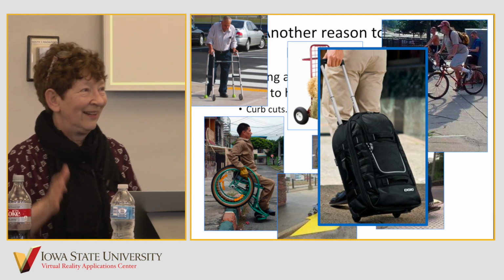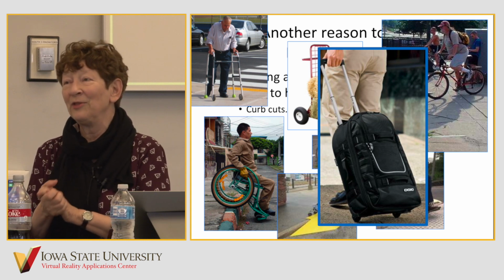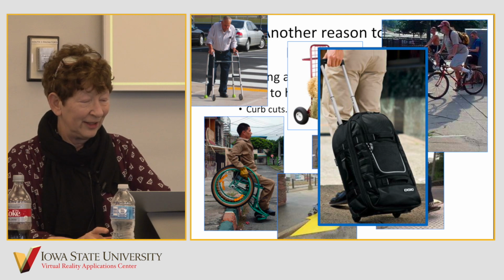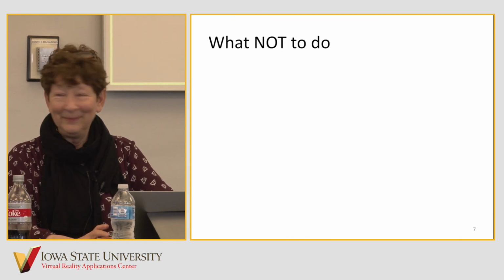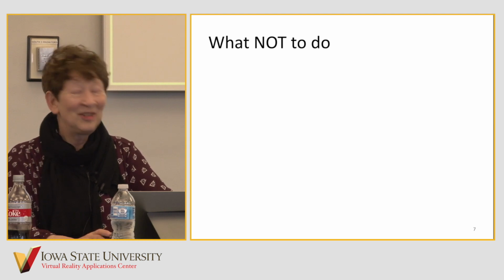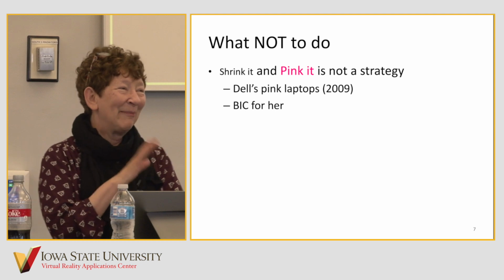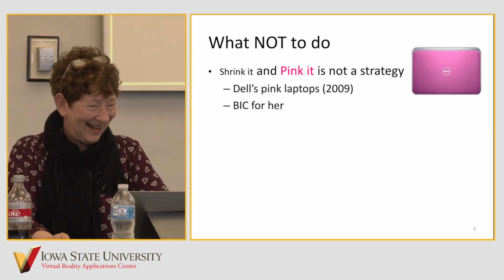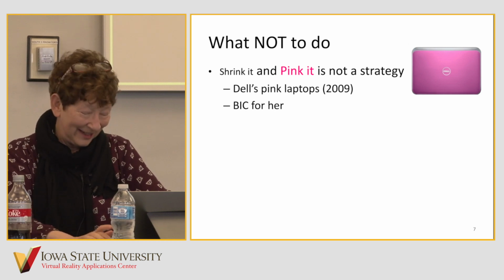Okay, so hopefully those three reasons and more have everybody inspired: we've got to do something about software to make sure that it's inclusive and gender inclusive. But before I tell you what to do, I want to tell you what not to do. Shrink it and pink it. Some of you have probably heard of this. If you haven't, you'll find it on Google. Dell's pink laptops is a classic example of shrink it and pink it.